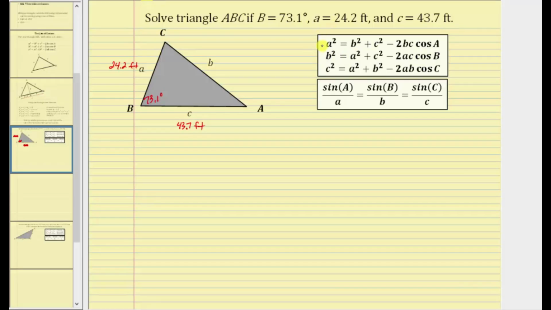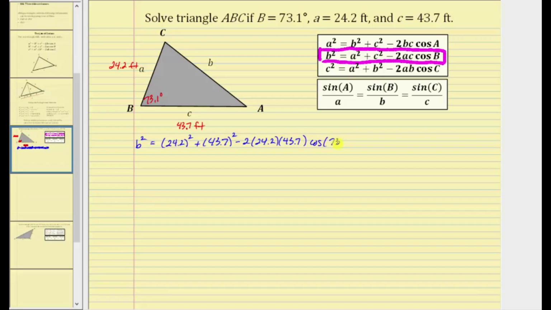This is why it's important to remember that whatever angle we use on the right side, the opposite side is on the left side of the equation, which means b squared is equal to a squared plus c squared, which is 24.2 squared plus 43.7 squared, minus 2 times a times c times cosine B, which gives us minus 2 times 24.2 times 43.7 times cosine of 73.1 degrees. And now we need to go to the calculator.